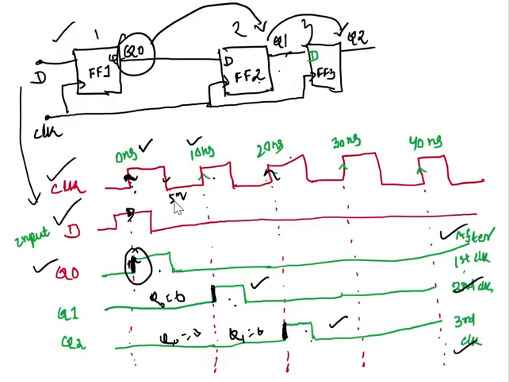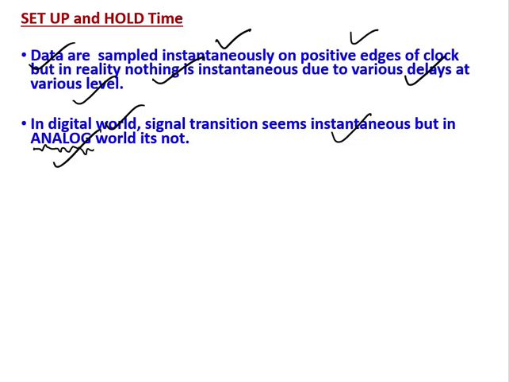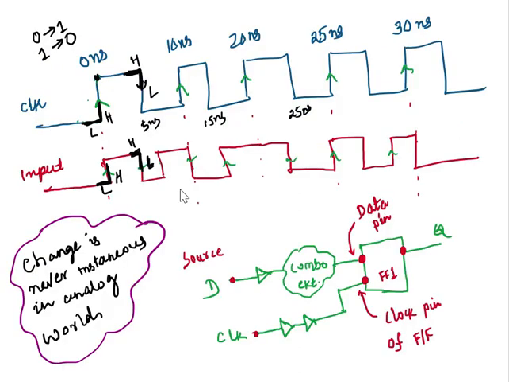It looks like this input data is sampled with respect to this clock at 0 nanosecond, then 10 nanosecond, then exactly at 20 nanosecond. But in the real world, that is the analog world, it is not instantaneous. Okay, let me explain this one. See here, the transition from low to high, this is instantaneous, right? That means 0 to 1 or 1 to 0, the high to low exactly at 5 nanosecond, then low to high transition exactly at 0 nanosecond, this clock, this data, low to high exactly at 0 nanosecond, then again high to low exactly at 0 nanosecond. But what we have to remember is change is never instantaneous in the analog world.